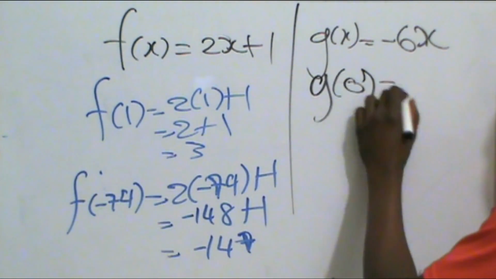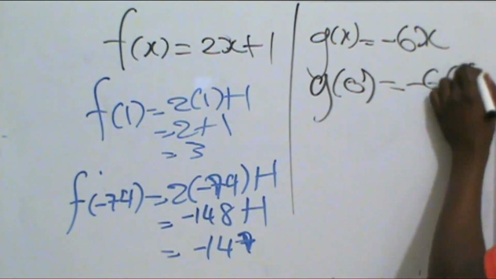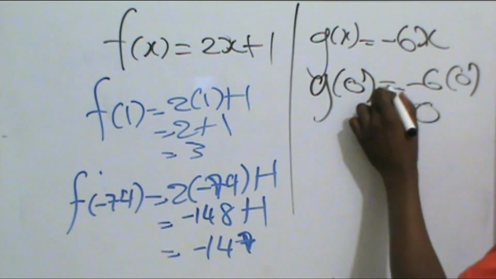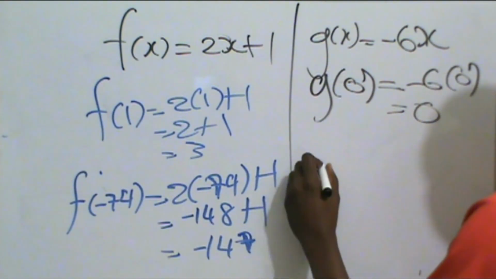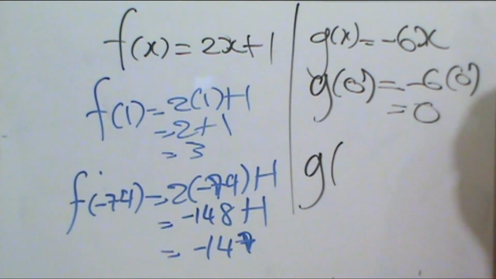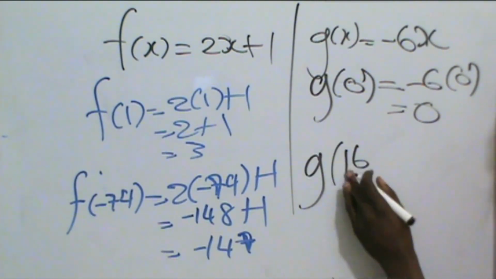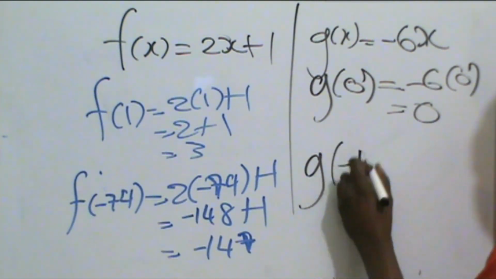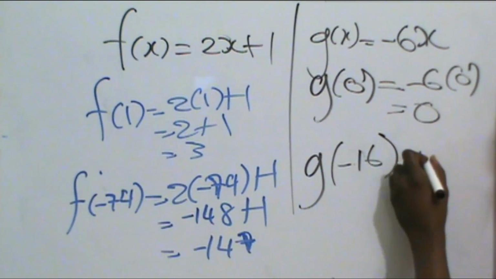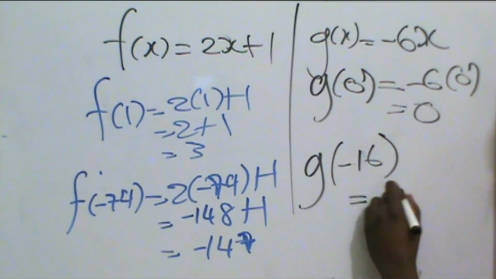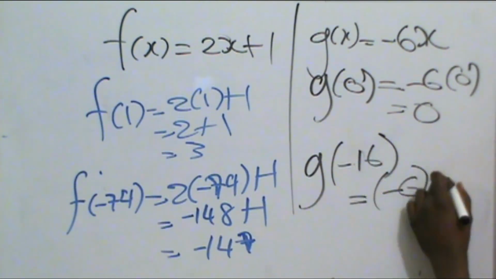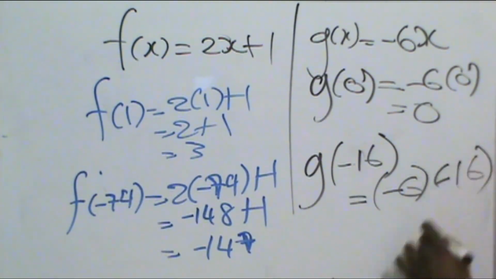By the same token, if we take g of x, let us say g of 0. g of 0 will be equal to minus 6 by 0, which will be equal to 0. Let's say g of minus 16. g of minus 16 will be equal to minus 6 by minus 16.